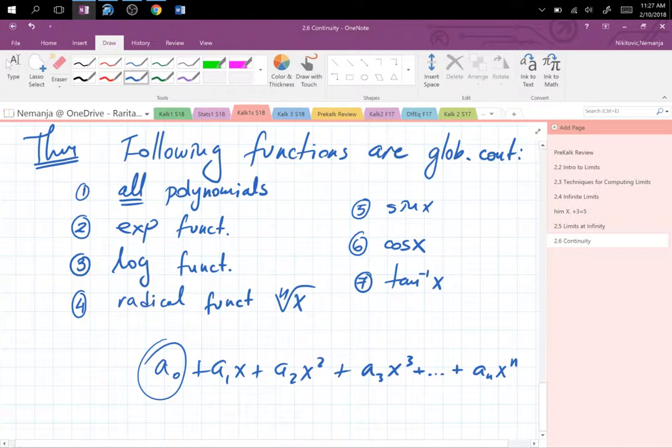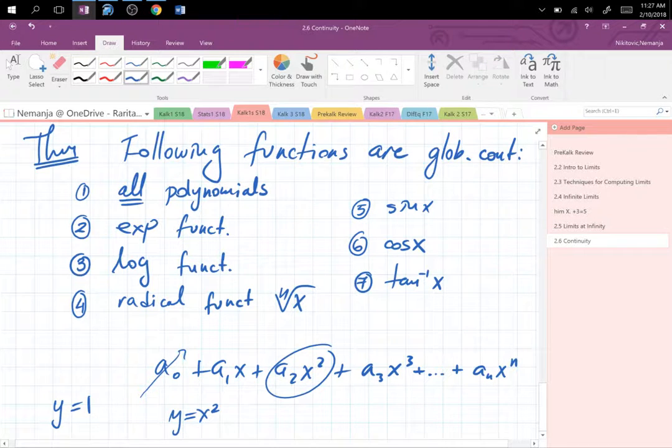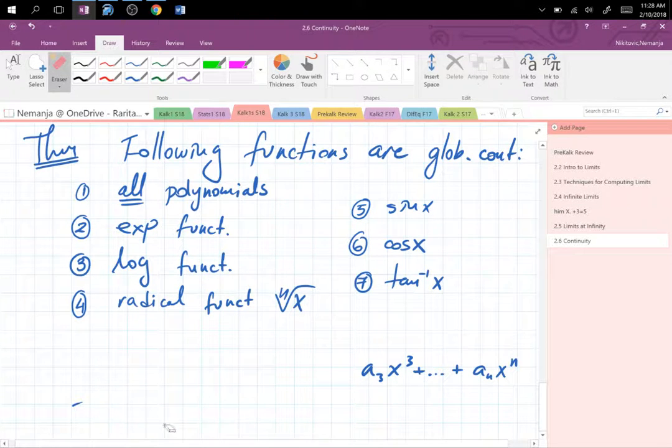Here's your number 1. When you say function y equals 1, that's just ignoring everything else, keeping the first term only. If you have y equals x squared, well, that's this puppy here, with this being 0 and this being 0. They're all polynomials. So you are learning now that polynomials are globally continuous everywhere. And then, when you need that, you just pull that theorem from the hat.